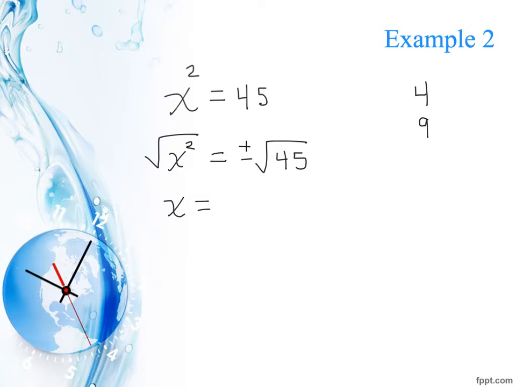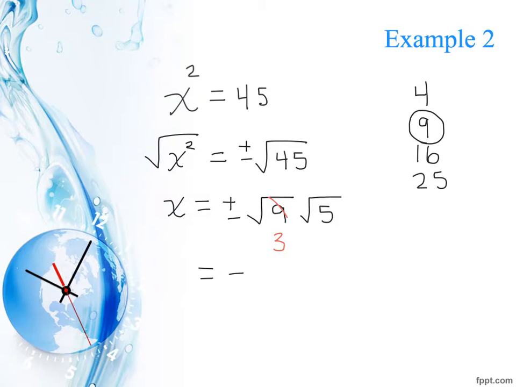So we've got to think about our list of perfect squares, 2 squared, 3 squared, 4 squared, and so on. The largest of those that divides evenly into 45 is 9. So I can think of the square root of 45 as the square root of 9 times the square root of 5, because 9 times 5 is 45. Well, the square root of 9, of course, is 3. So our solutions here end up being positive and negative 3 square root of 5.